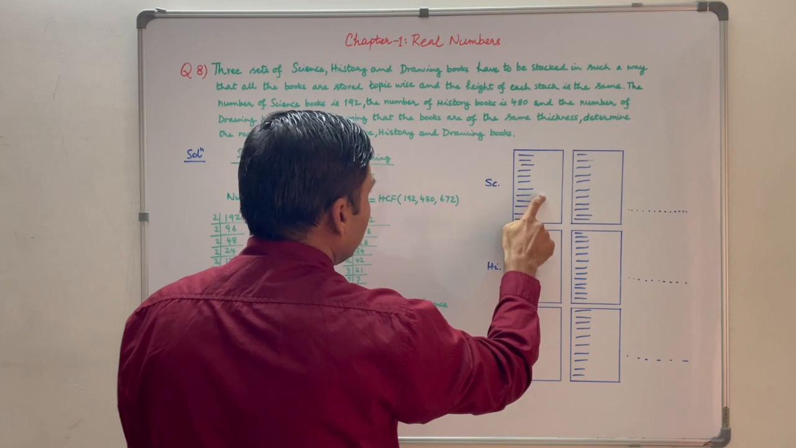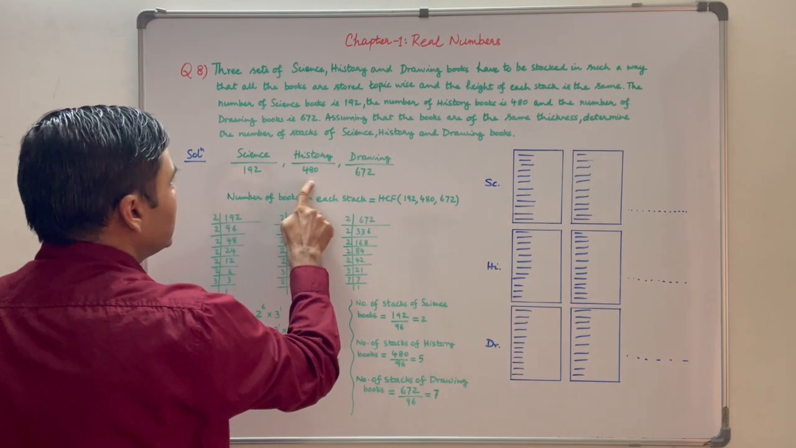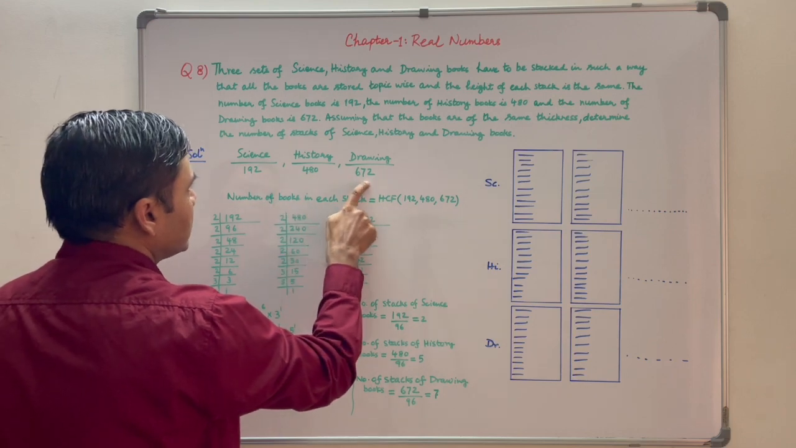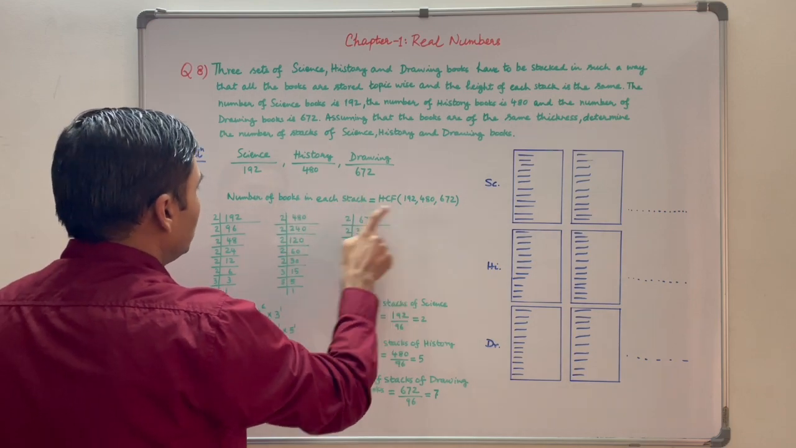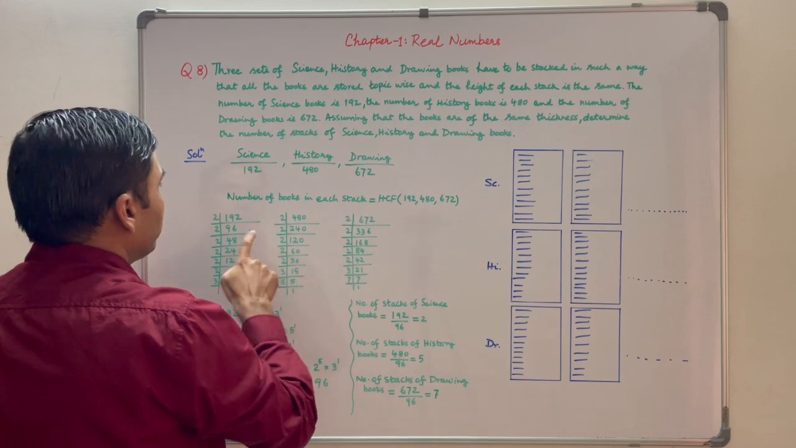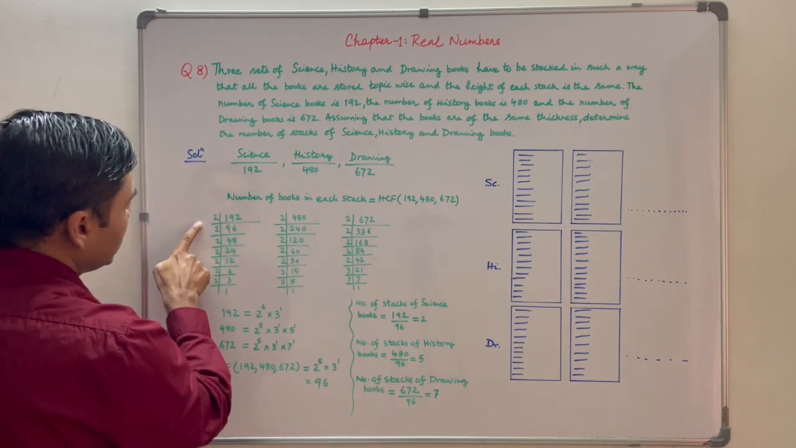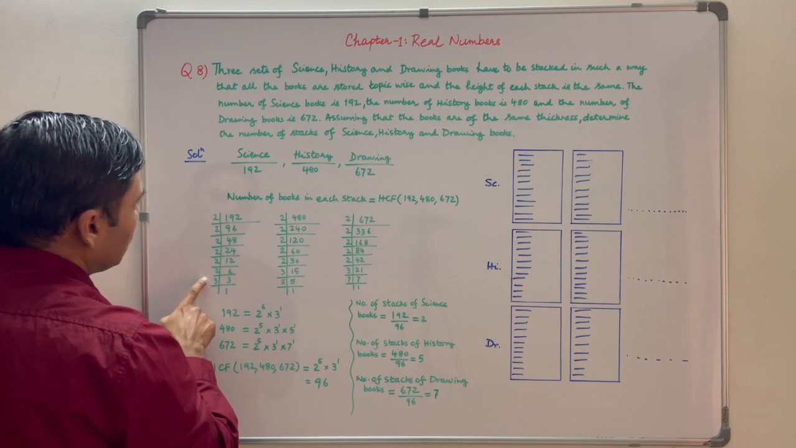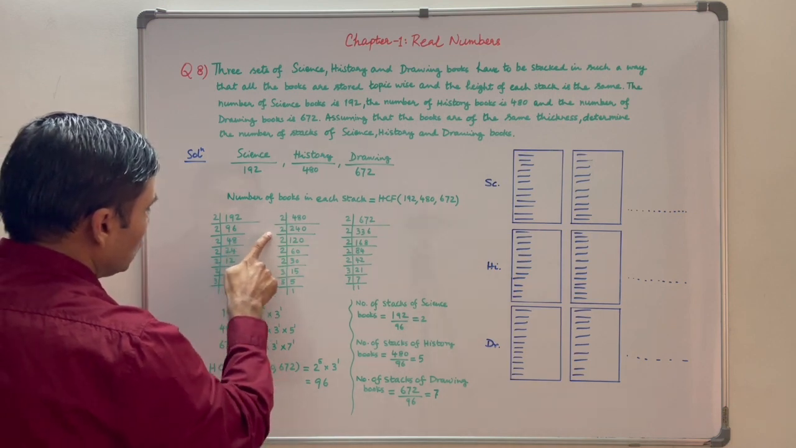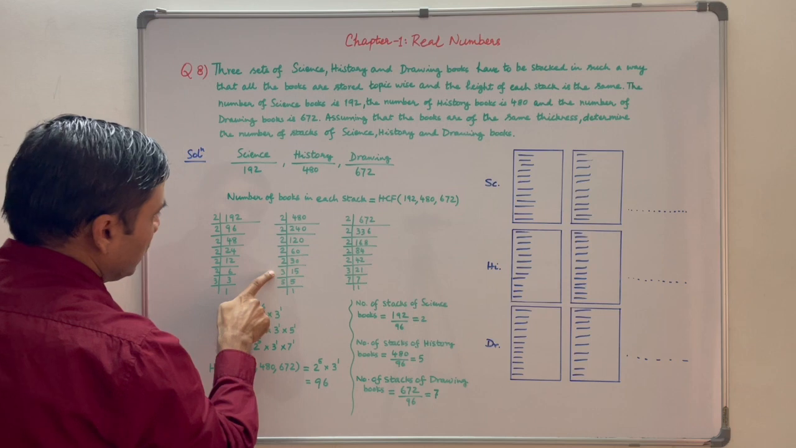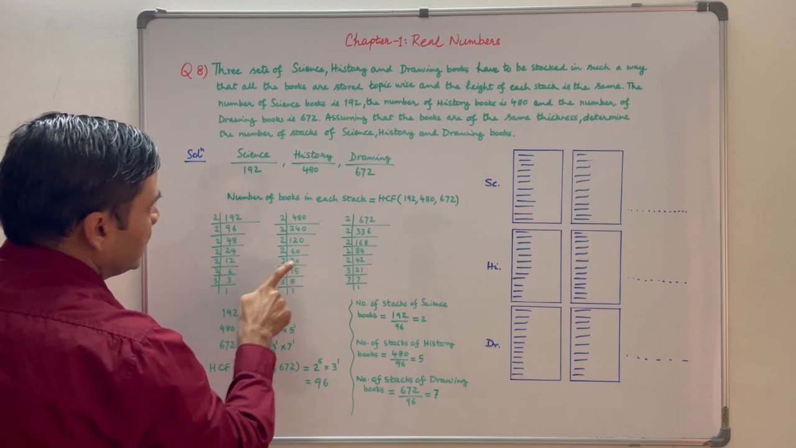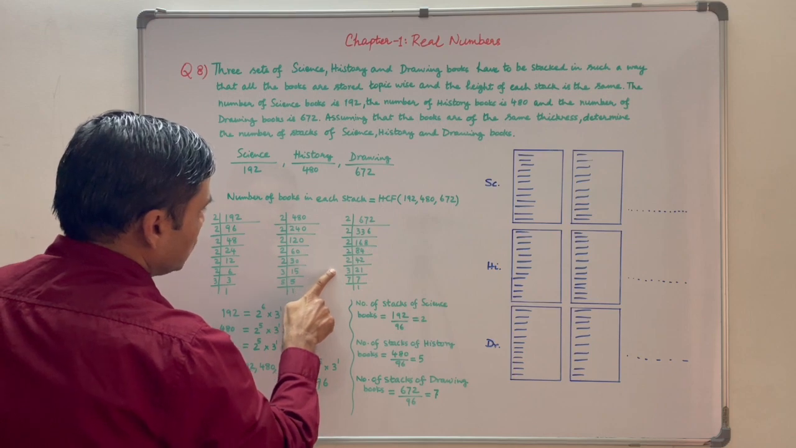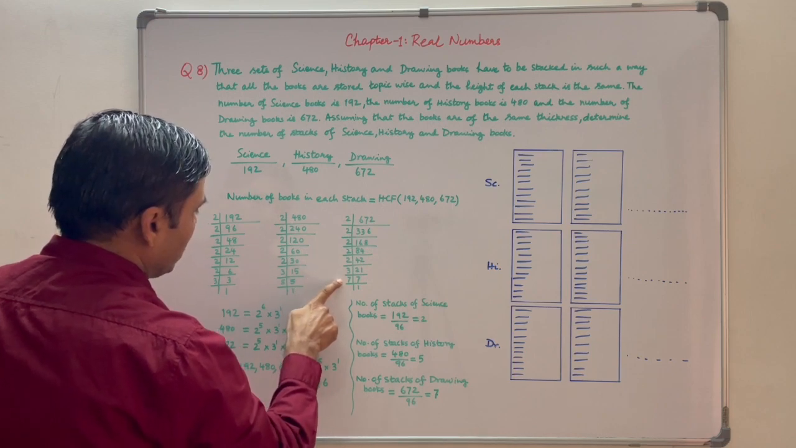Obviously, that number will be less than all these numbers. So we need to find out the HCF of these numbers. So the first step is to start factorizing them. So 192 can be written as 2 to power 6 into 3 to power 1, and 480 can be written as 2 to power 5 into 3 to power 1 into 5 to power 1. 672 can be written as 2 to power 5 into 3 to power 1 into 7 to power 1.